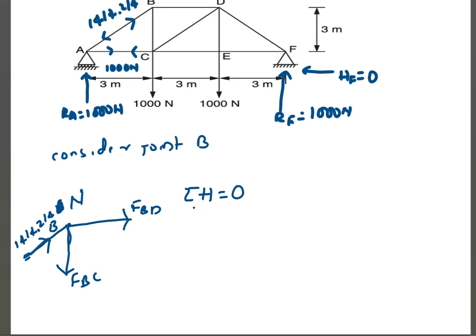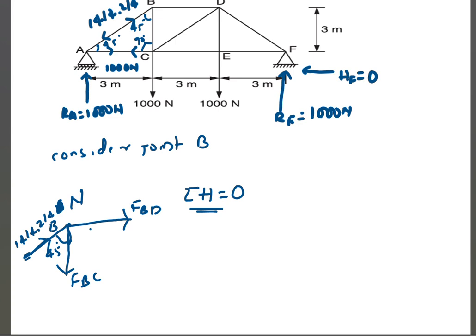So summation of H is equal to 0. This is 45 degree, because already we know that this value is 45 degree. For a right angle triangle, this angle is always 90 degree. Here it will be 45 degree. So total it will be 180 degree, right? 90 plus 90, 180 degrees. So this will be 45 degree.